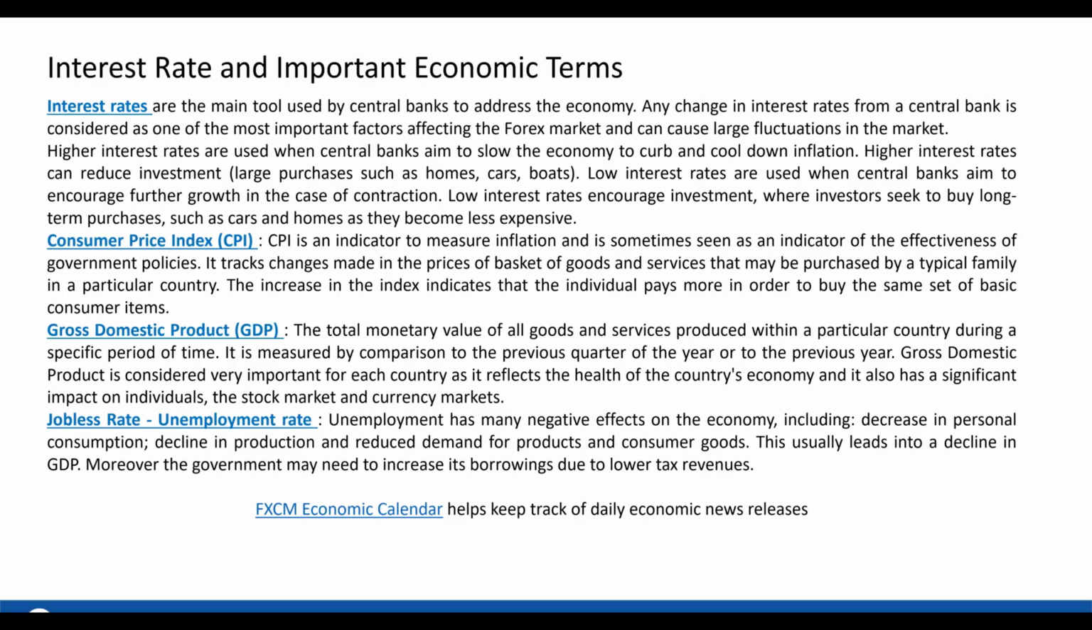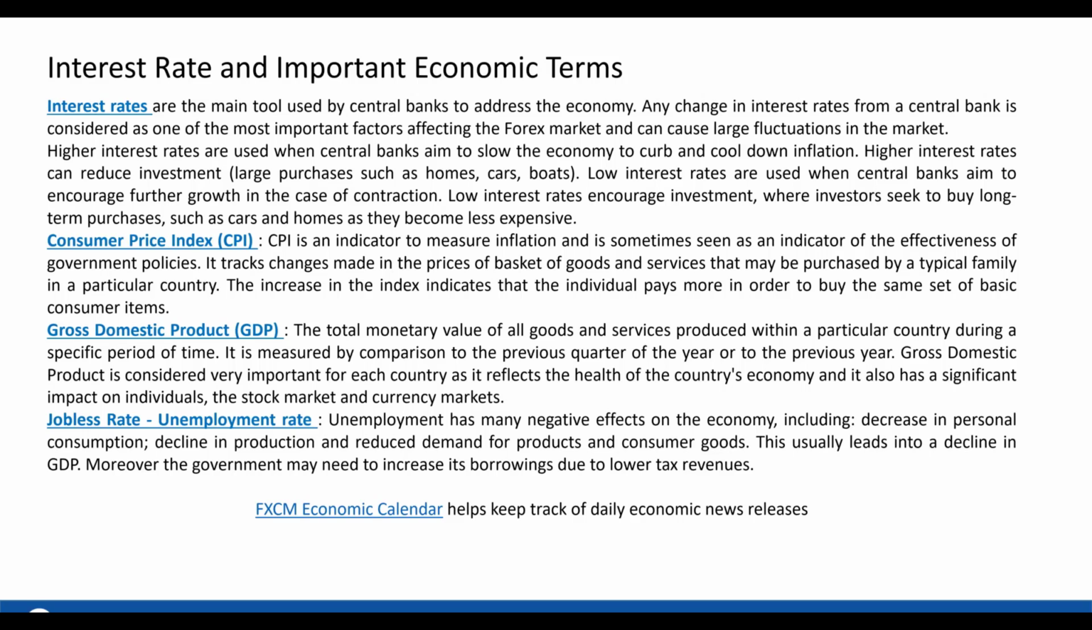Higher interest rates are used when central banks aim to slow the economy to curb and cool down inflation. Higher interest rates reduce investment and curtail large purchases in homes, cars, and boats. Low interest rates are used when central banks aim to encourage further growth, as in the case of contraction. Low interest rates encourage investment where investors seek to buy long-term purchases such as cars and homes as they become less expensive.